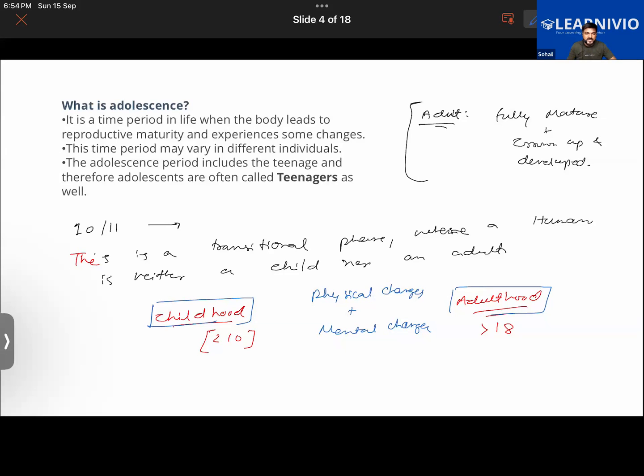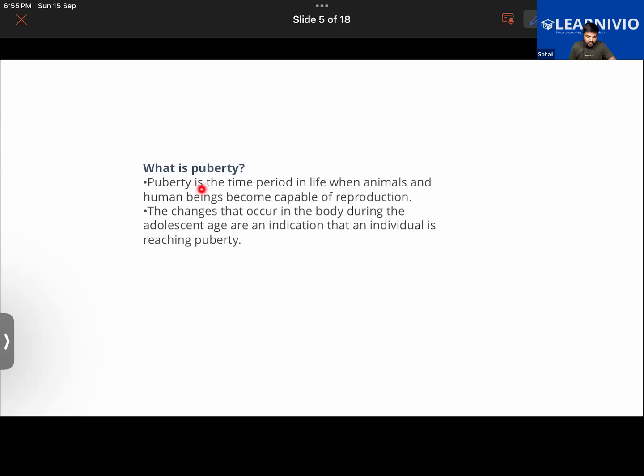Now these changes will take place, and once they have attained the age of 18 or more, the person is said to have completely become mature. They are said to have reached the age of puberty, where they would be completely capable of reproduction, where their body and sexual organs would have completely grown.